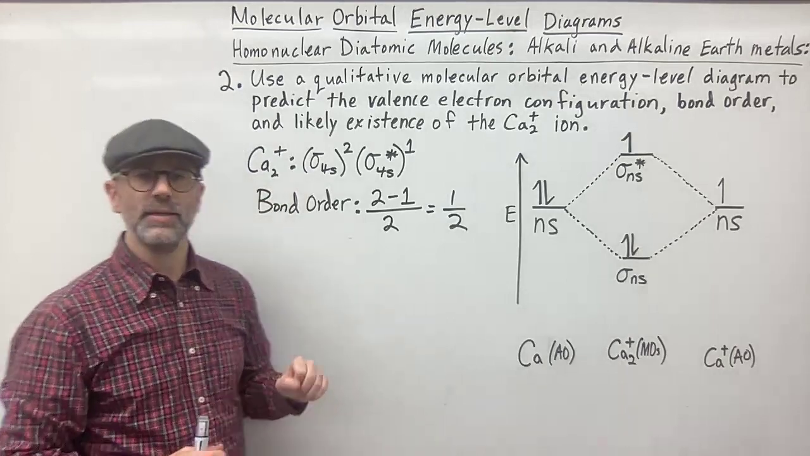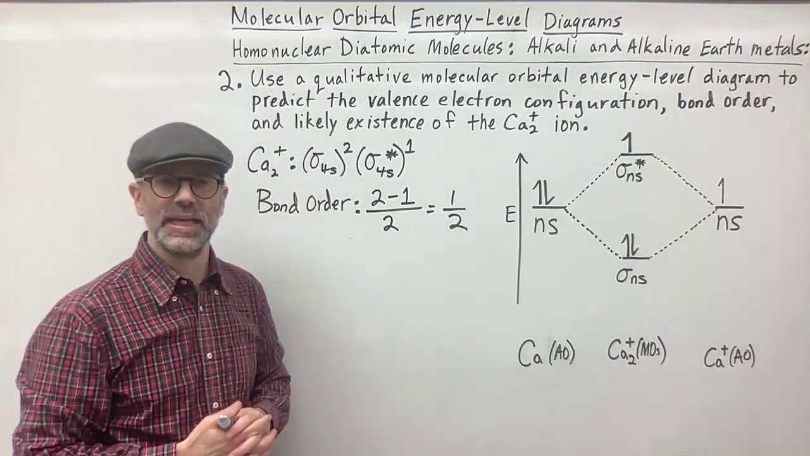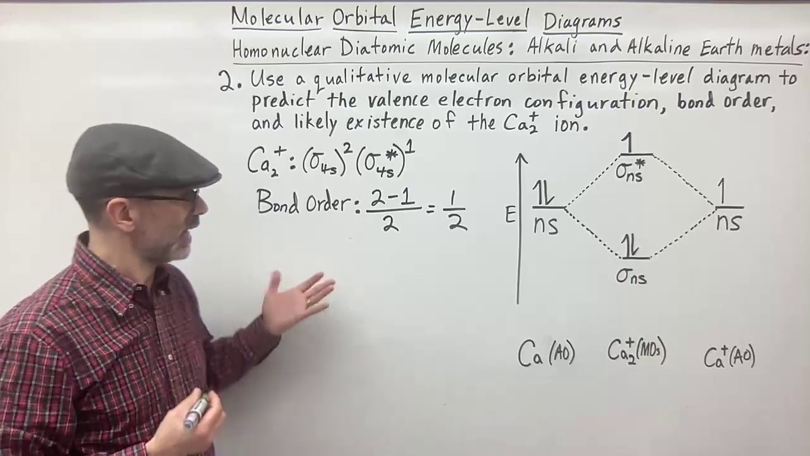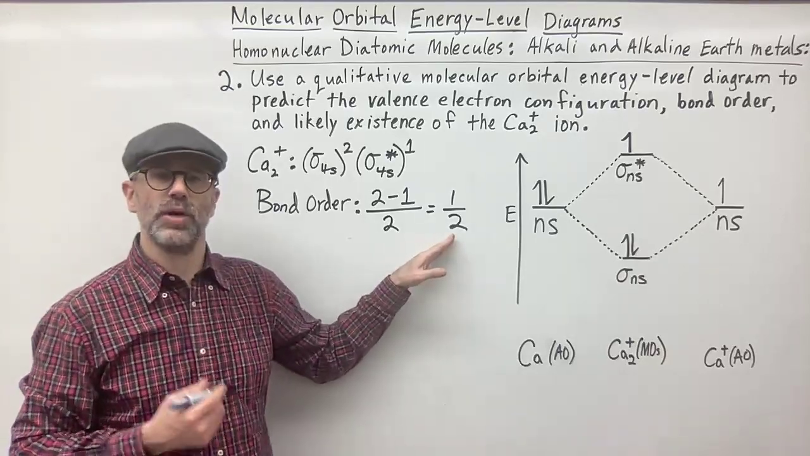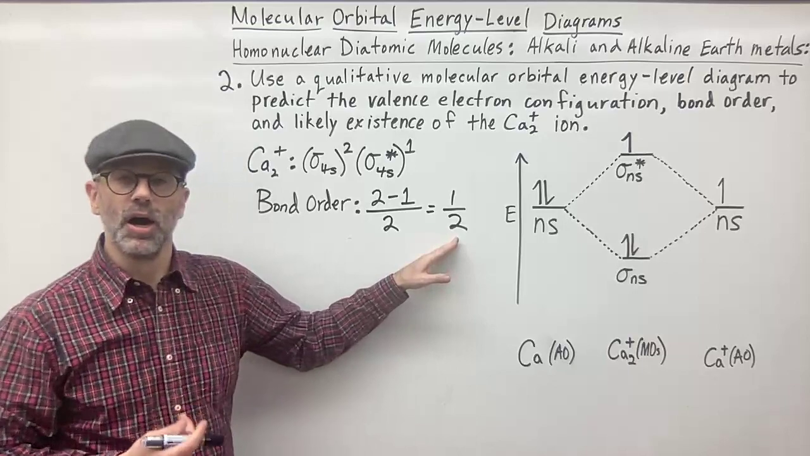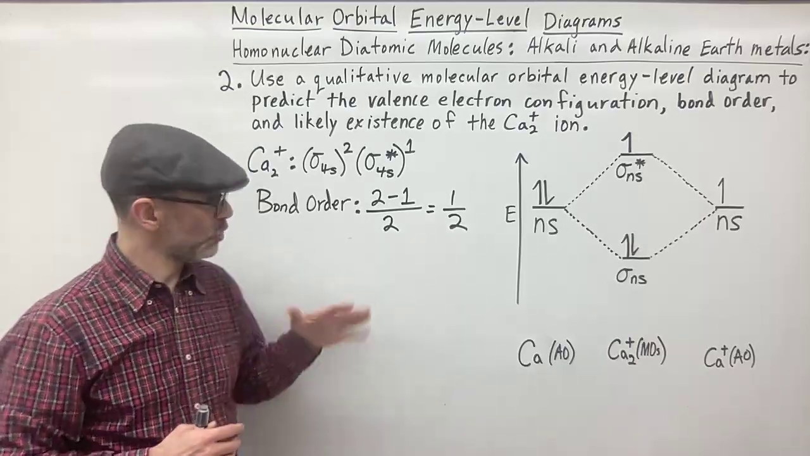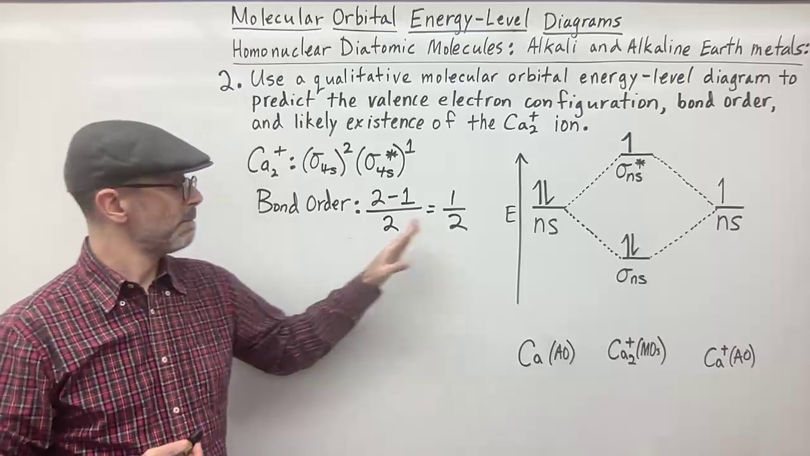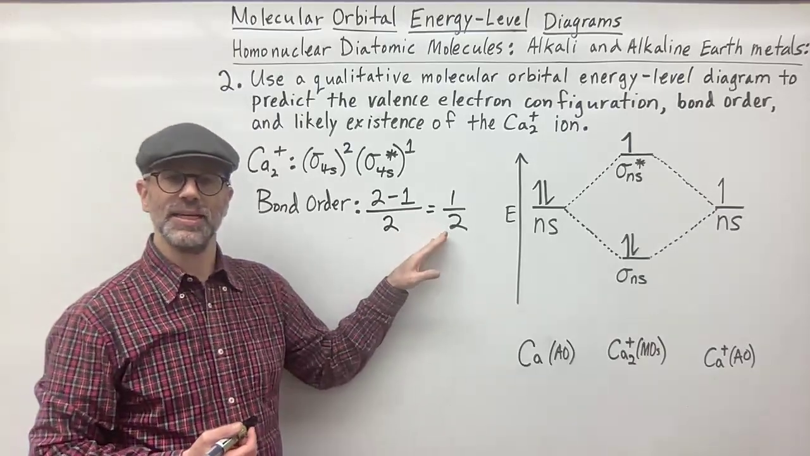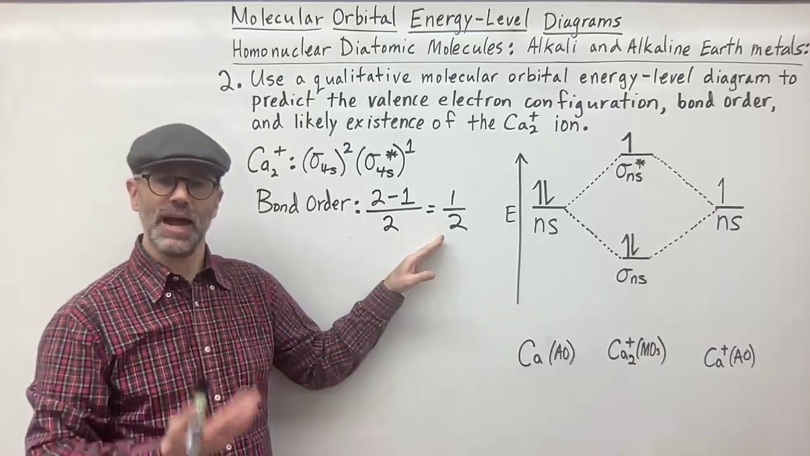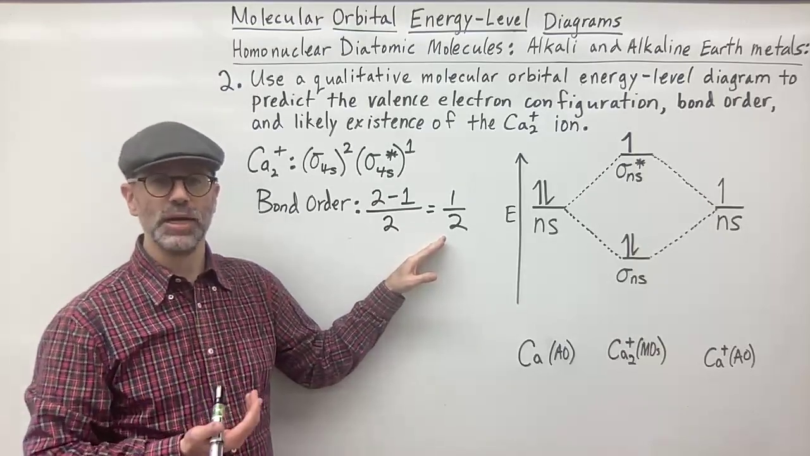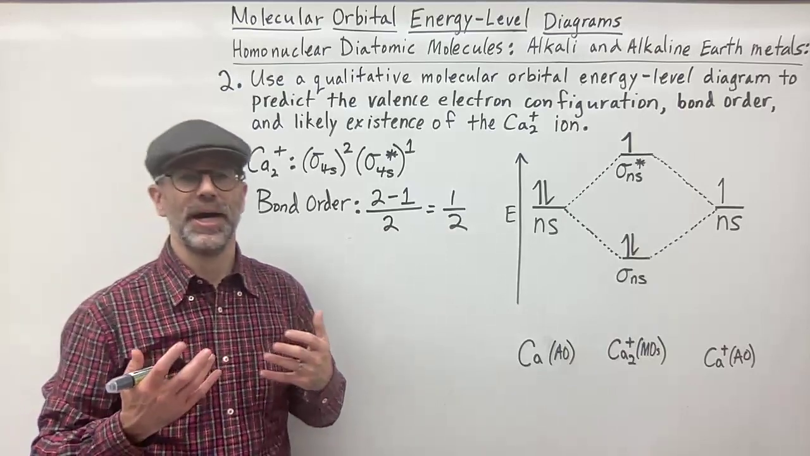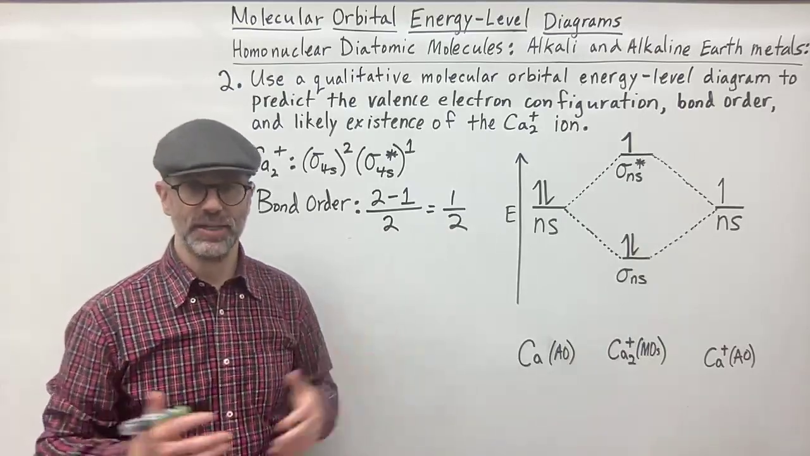And once again, what does this tell us about the likely existence of this ion? It tells us that it is likely it will exist with half a bond order. So there's like a partial bond to this molecule. But again, because it is a partial bond, it's a half a bond, it's going to be a very weak bond. And so I would predict that that's going to be highly reactive.